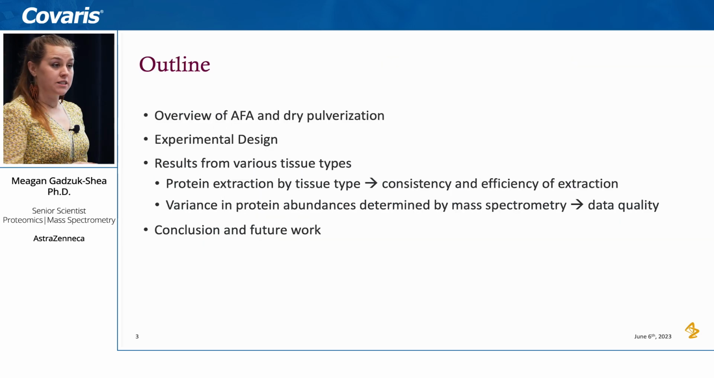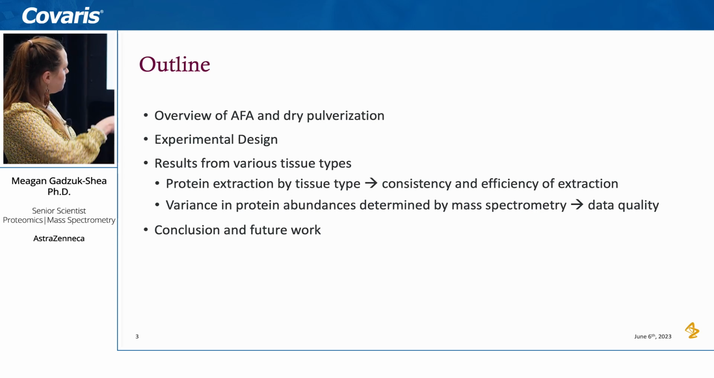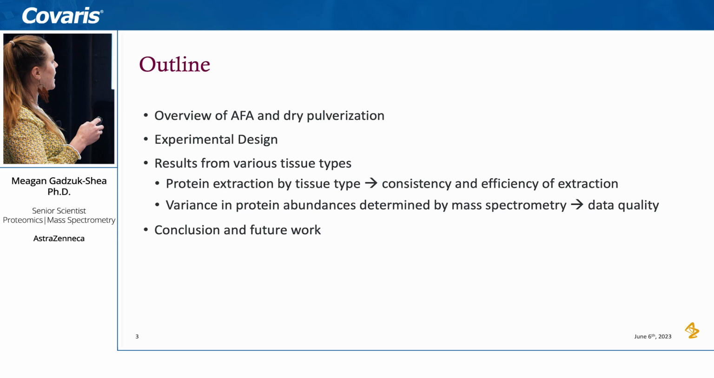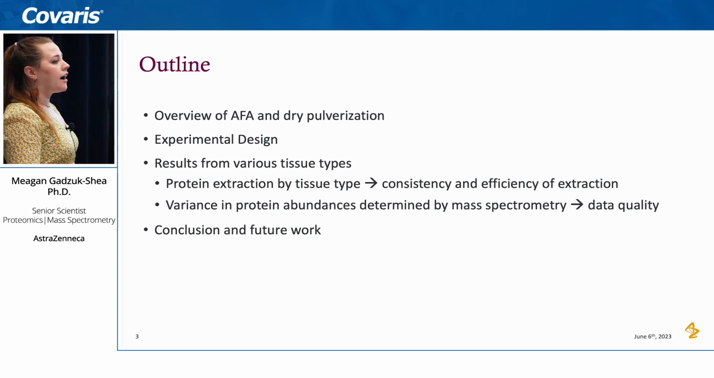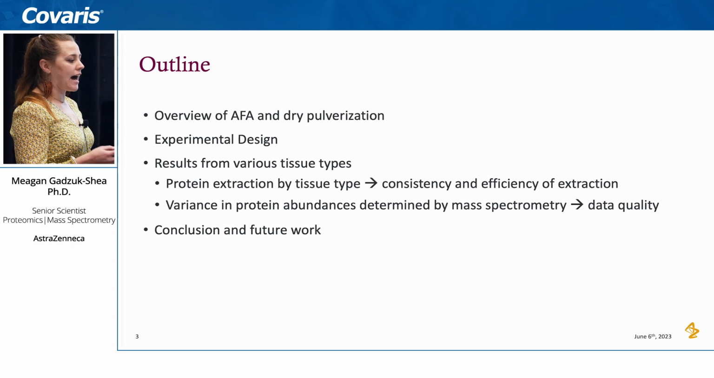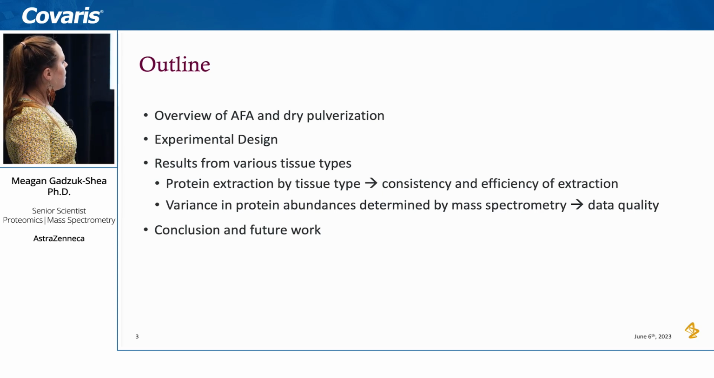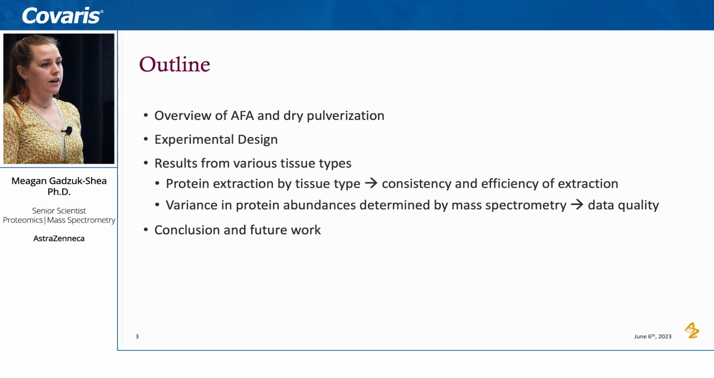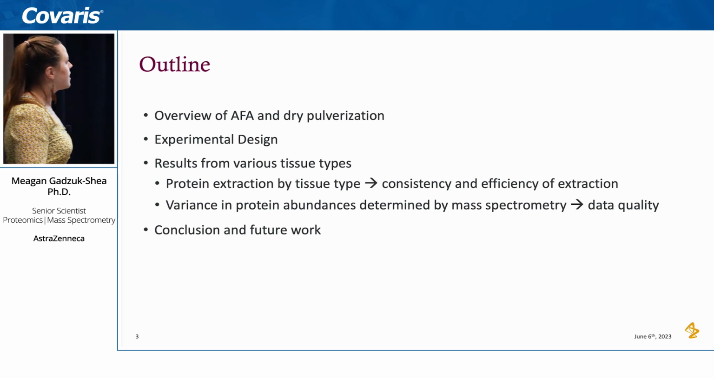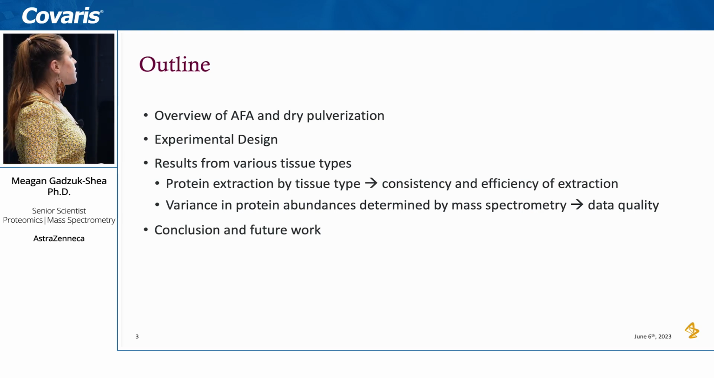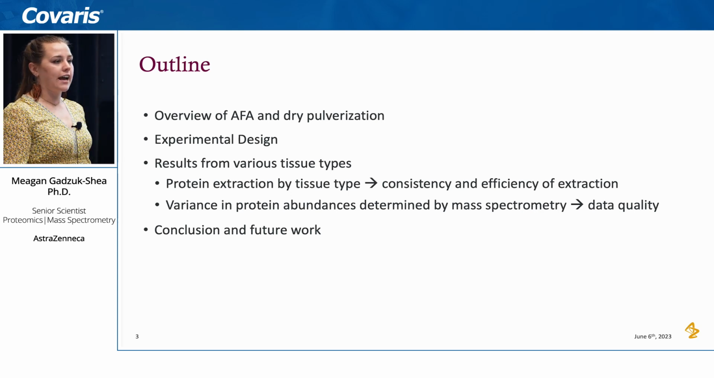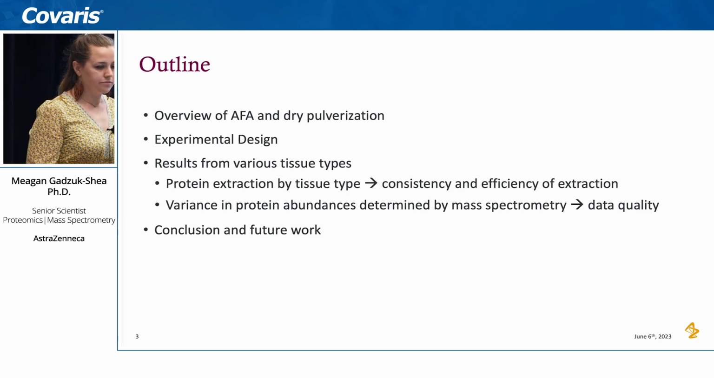And so the way I'm going to present this work is to give a very brief overview of the AFA technology as well as the dry pulverization using the CP02. I'll then show the experimental design and describe each of the parameters at each step that we've been working on optimizing. And then we'll take a look at some of the data and how well we're extracting the proteins from our tissues, as well as the coefficients of variation in our protein identifications. And then just briefly at the end, we'll talk about whether or not we achieved our goals and what we're going to be doing moving forward.